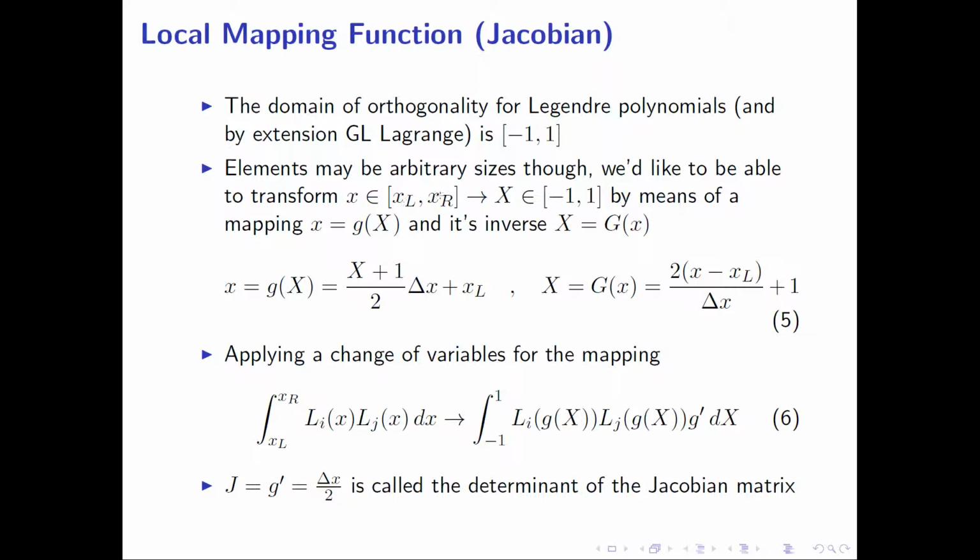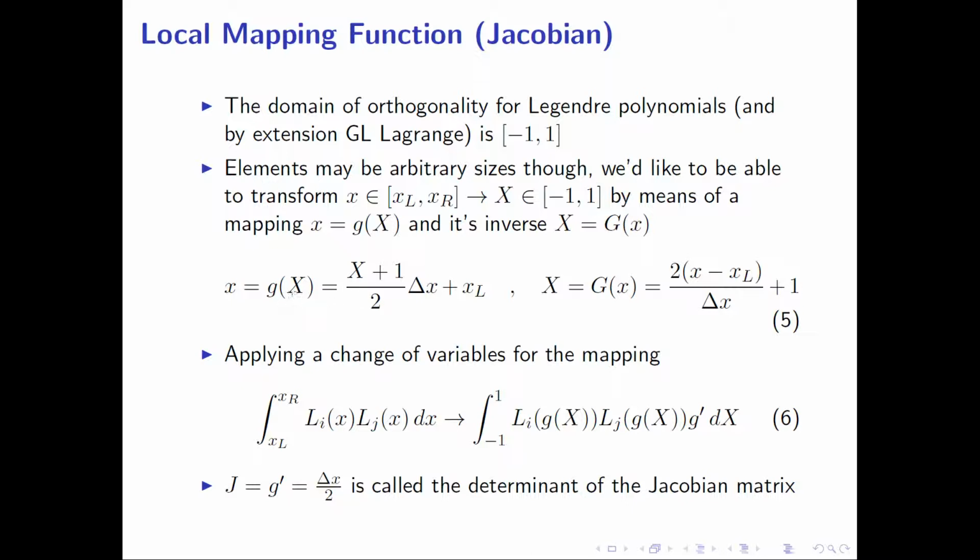xl to xr to some computational domain that's bounded from -1 to 1. We do this by means of a mapping, so we could map from the computational domain to our physical domain, and likewise we have an inverse where we can map from the physical domain to the computational domain. So it's easy enough to construct the mapping functions for this.